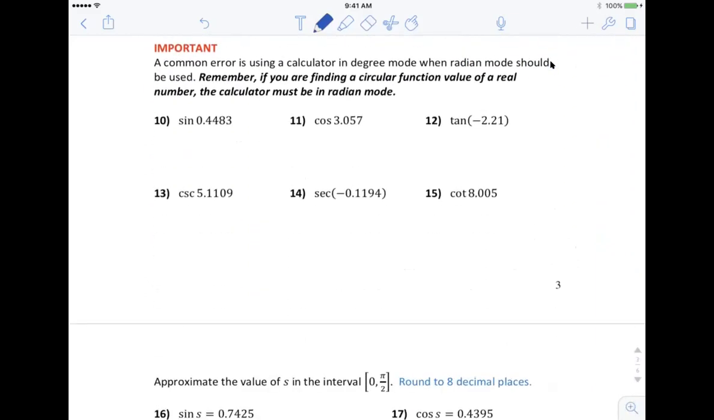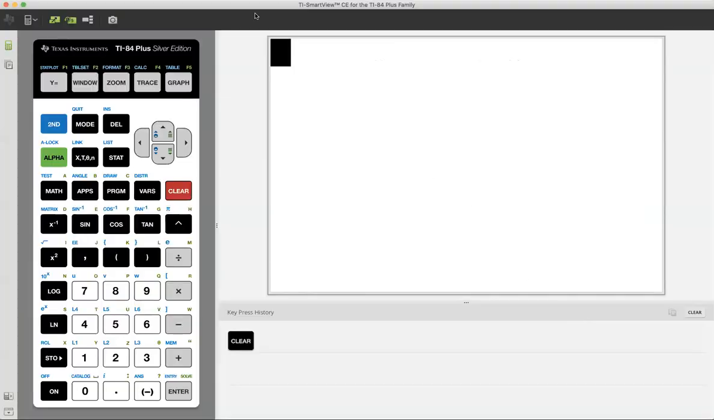Okay. How about the calculator? These all have to be done with the calculator. Notice all of these angles are in radians. So the key here is just make sure your calculator is in radians and then just type it in. The only way you're going to miss these is if your calculator's in the wrong mode or you do a typo. Okay, so let's bring up the calculator. Try it out.